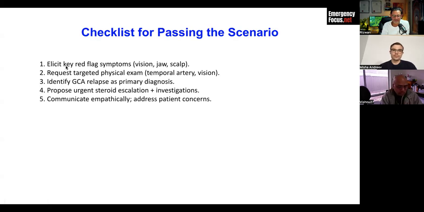Checklist: elicit key red flags. We've talked about vision, jaw, and scalp tenderness. So that's important. Targeted physical exam, the information that you're extracting. It's almost like guessing the right animal. So you're asking for the temporal artery tenderness, you're asking about the vision loss, you're asking about the jaw claudication, and then you need to immediately safety net and talk about the management aspect.